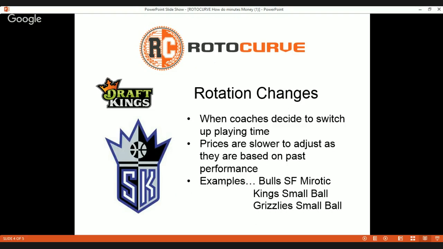It takes a couple games for the sites to really get the adjustments going with these prices. Like I said, because one of the things that's in all these algorithms has to do with the past performances. So here are some examples of that.